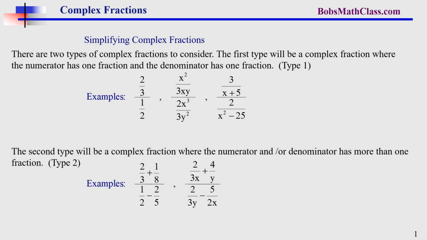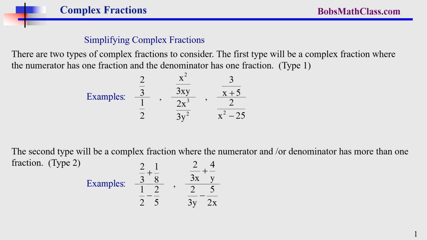Hi everyone. This video is on complex fractions. There are two types of complex fractions to consider. The first type will be a complex fraction where the numerator has one fraction and the denominator has one fraction. So only one fraction on the top and one fraction on the bottom. That's one type of complex fraction. Here are some examples of those.